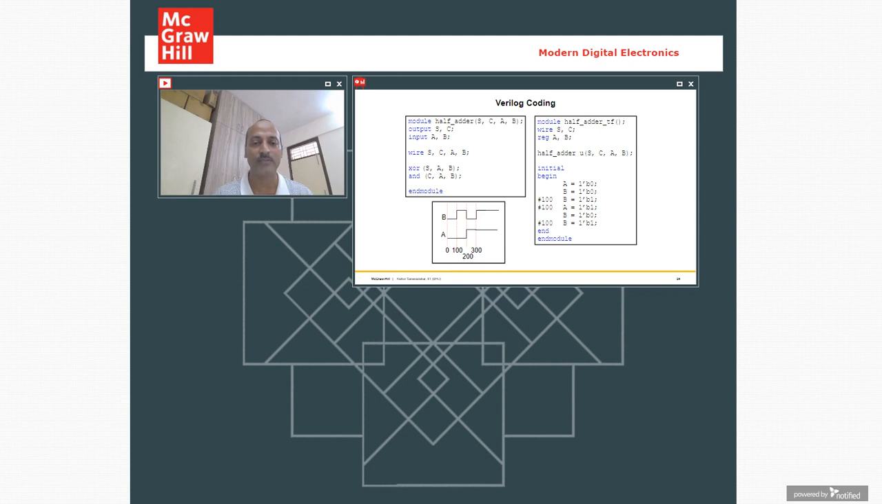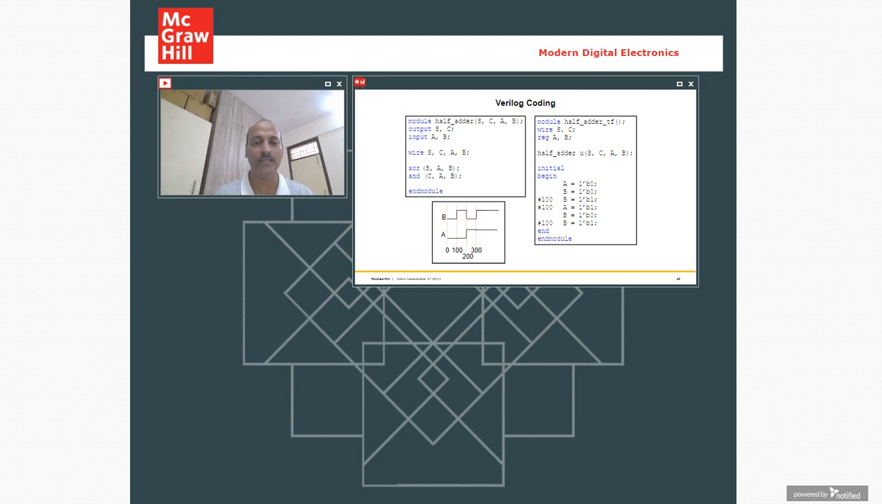After 100 time instance, you want to change A to 1. So after the hash, pound, B is equal to 1 tick B1. So its language construct is mentioned in that, so I have to write it in that way. And B is raised to 1 and so on.